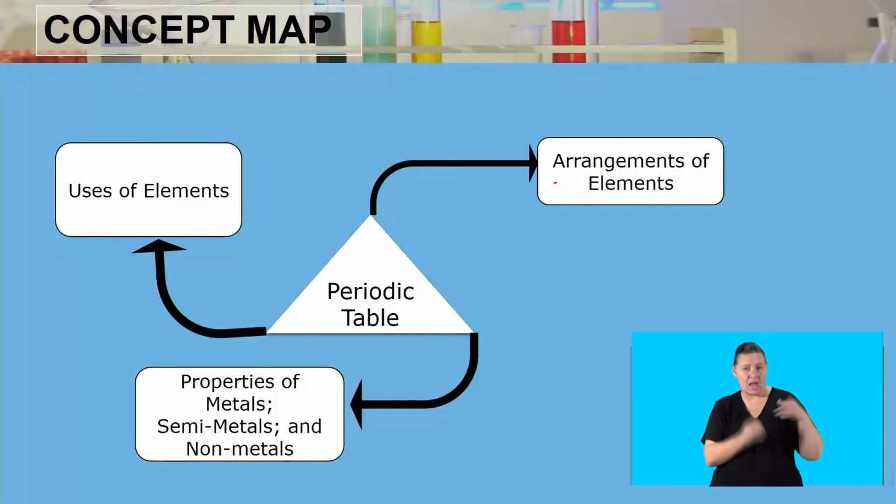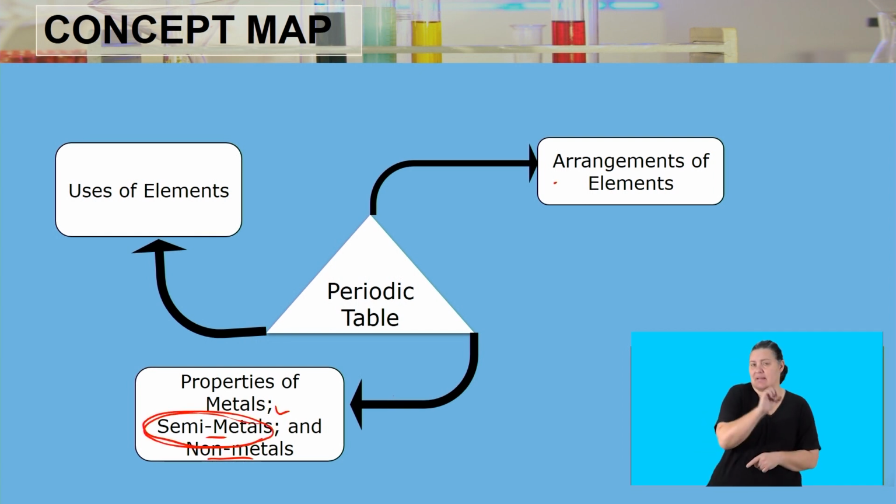In proceeding with this lesson, we are going to be focusing on 3 concepts. The first one is the arrangement of elements, and the second one is the properties of, as we've said, the metals, semi-metals, and the non-metals. Remember that the semi-metals are sometimes referred to as the metalloids. And the last concept is the uses of elements in the periodic table.